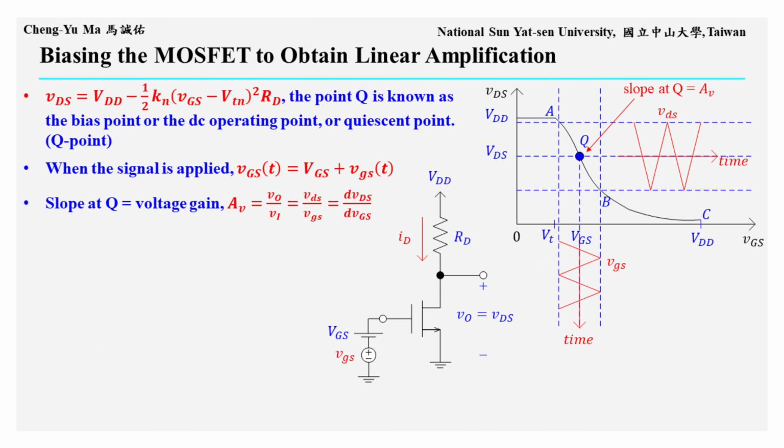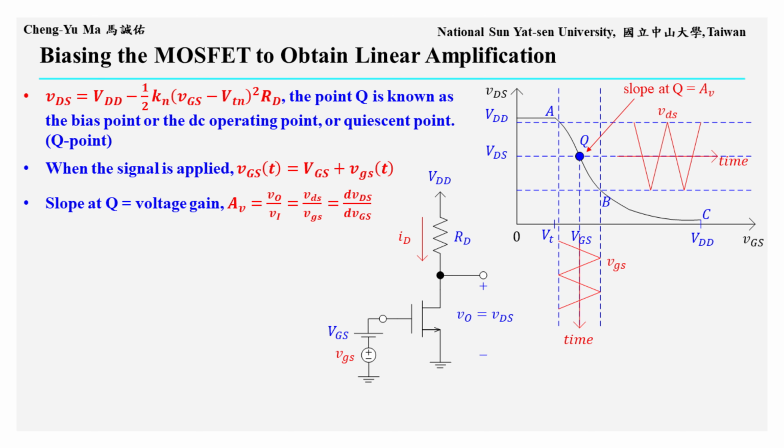Because a large voltage gain is obtained when the MOSFET operates in saturation, the DC bias is chosen so that the device operates at point Q, as shown in the figure. This point is called the bias point, the DC operating point, or the quiescent point.